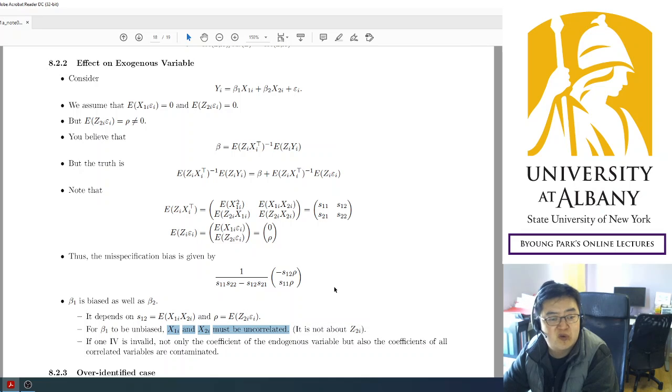So uncorrelatedness is an important condition for beta 1 to be unbiased, but it's rare. That kind of case is rare. Almost always, regressors are correlated, so you have to assume that beta 1 is biased.